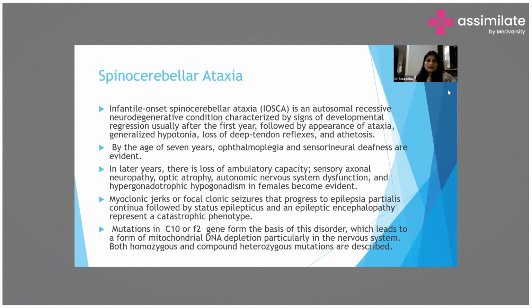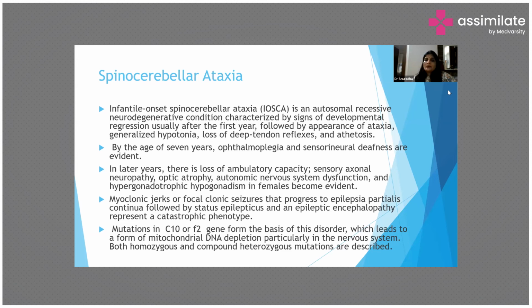What are the other forms of ataxia? Spinocerebellar ataxia. Infantile onset spinocerebellar ataxia is an autosomal recessive neurodegenerative condition characterized by developmental regression after the first year, followed by ataxia, hypotonia, loss of DTR, and athetosis. By the age of 7 years, ophthalmoplegia and deafness are also evident. The mutation is in the C10orf2 gene, which leads to mitochondrial DNA depletion, particularly in the nervous system. Both homozygous and heterozygous mutations are described.